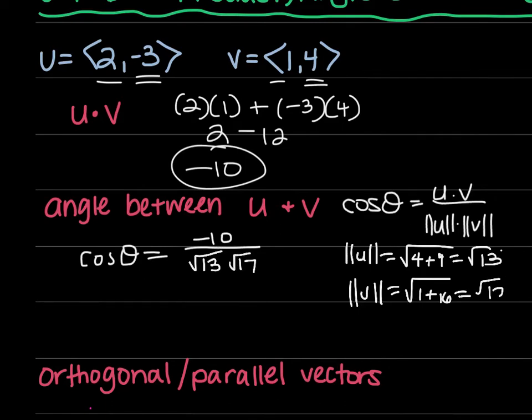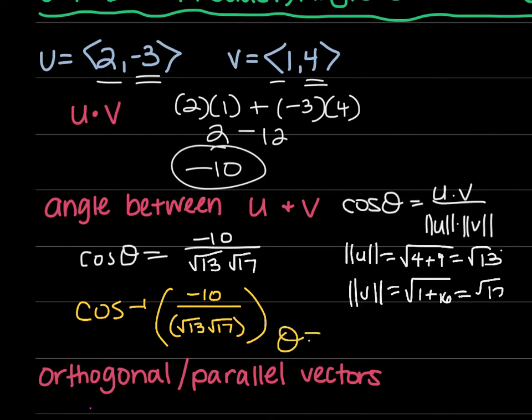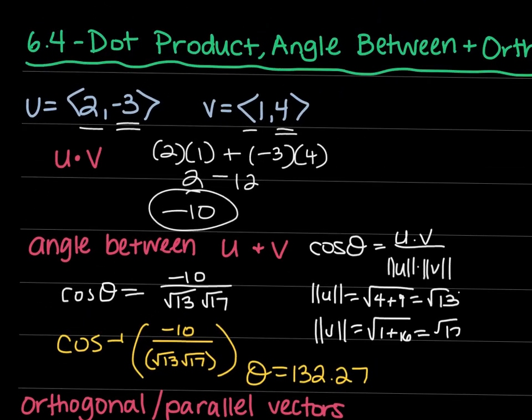And then if you want to type that in your calculator all at once, you can. Just make sure you do cosine inverse, because we're finding the angle. Negative 10 divided by, open up those parentheses, square root 13 times the square root of 17. And you can put 13 and 17 both underneath the same square root as long as you put the multiplication in there. So negative 10 divided by square root, open my parentheses, 13 times 17. And I get that theta is 132.27.